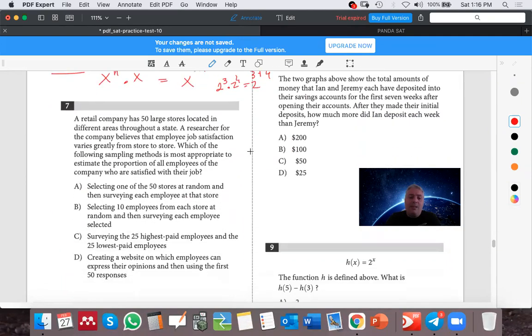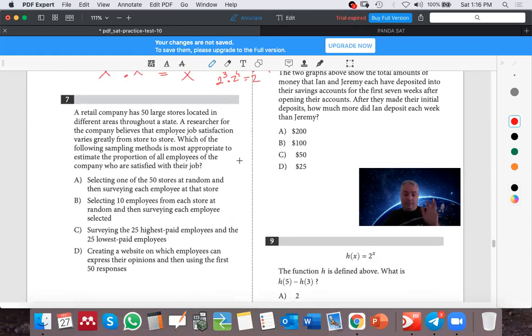And then question number 7. Okay, here let's be careful. A retail company has 50 large stores located in different areas throughout the state. Good. A researcher for the company believes the employee job satisfaction varies greatly from store to store. Okay, that's normal. Which of the following sampling methods is most appropriate to estimate the proportion of all employees of the company who are satisfied with their job?